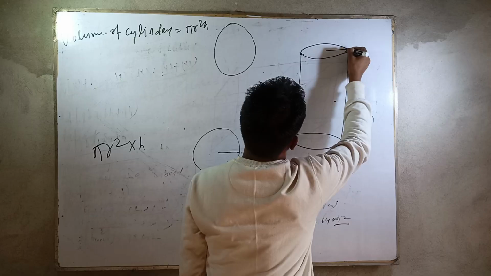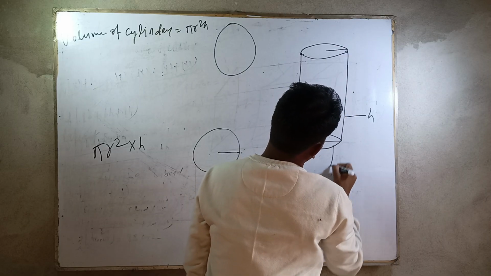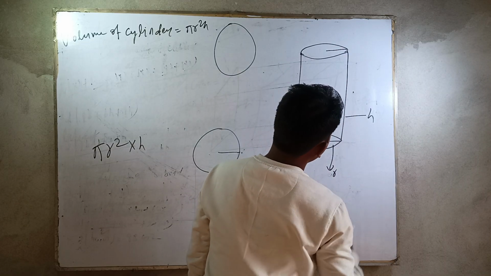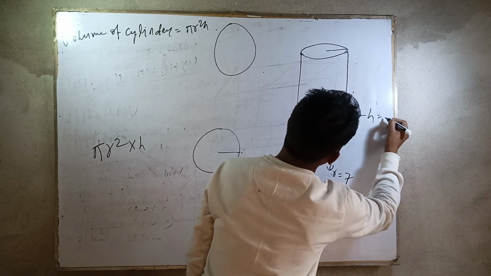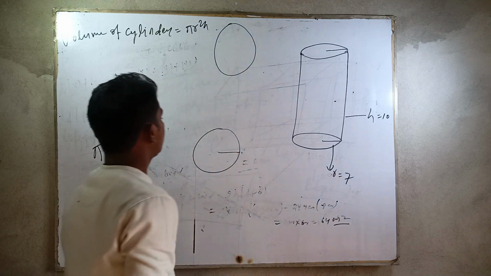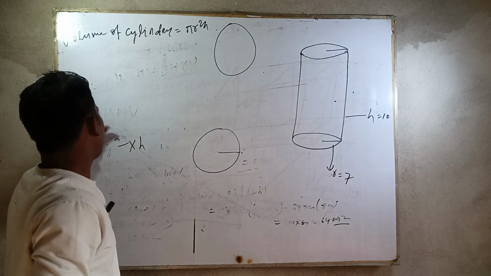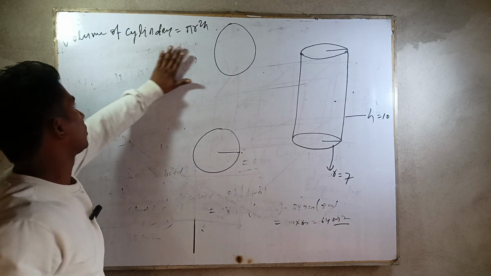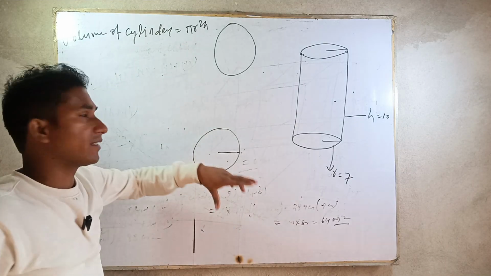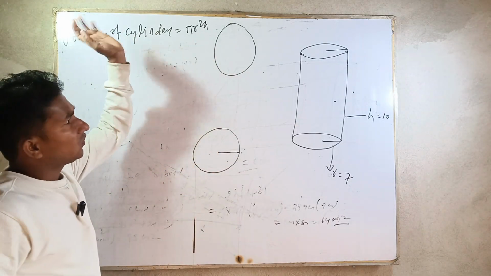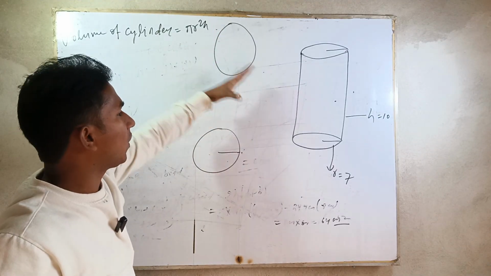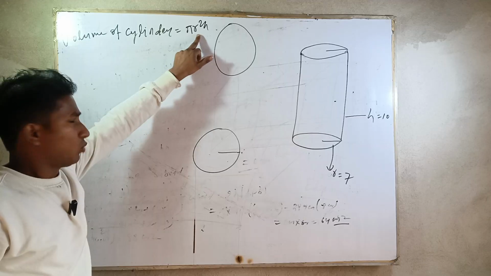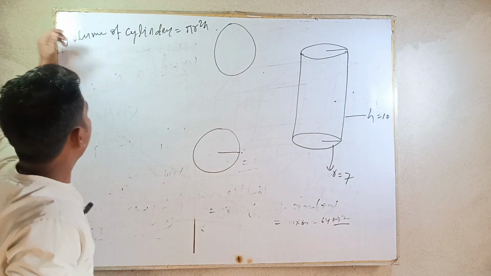So this one is the radius of the cylinder, r, and h. Suppose r is equal to 7 and h is equal to 10. Next, if I have to find out the volume of the cylinder, I will find it very easily by replacing the value of each thing in the formula.